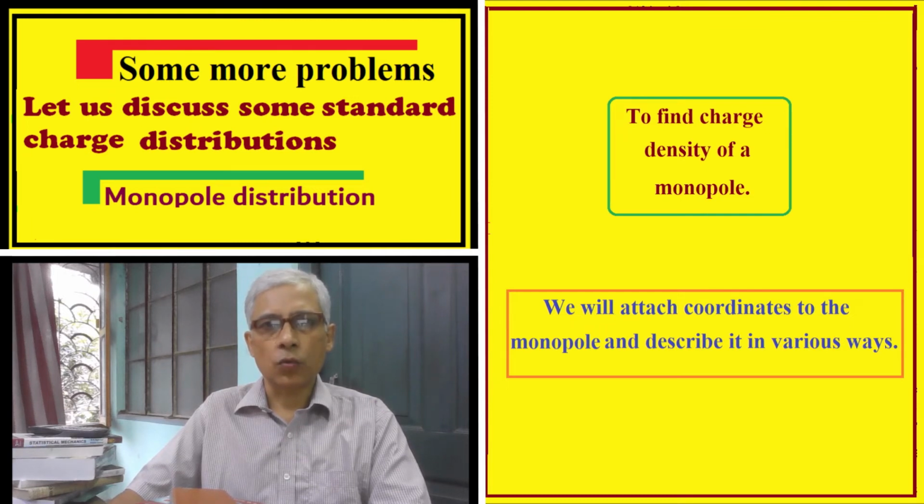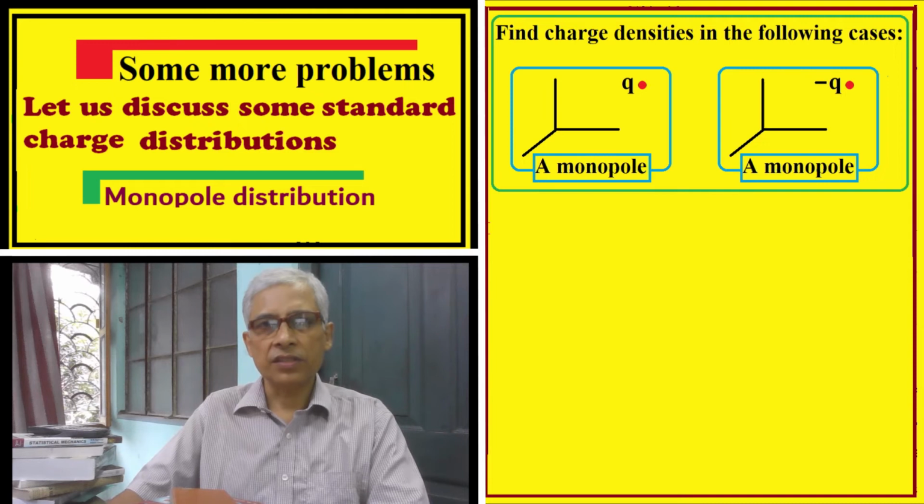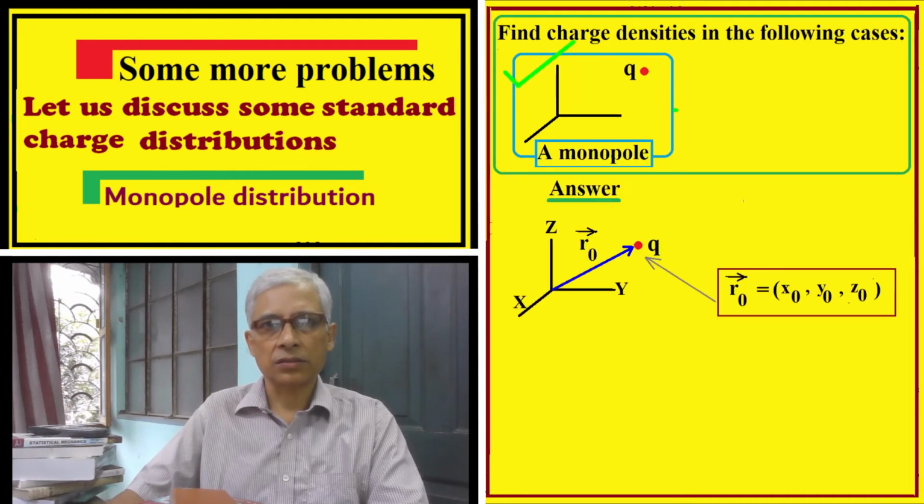We will consider one charge q or minus q and attach coordinates to it in various ways and write down the charge density. First, a monopole Q or minus Q located at some point in space. Consider the first problem of the monopole Q at a point, say vector r0, that is the x coordinate is x0, y coordinate is y0, and the z coordinate is z0.